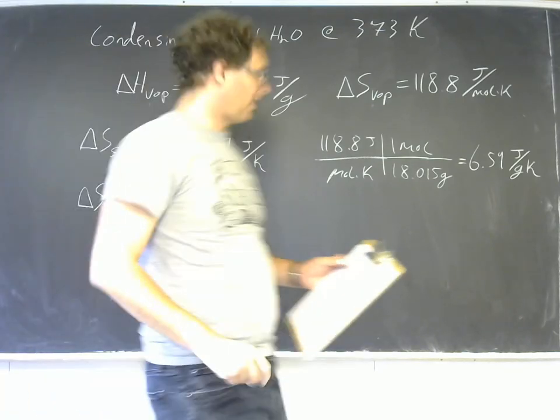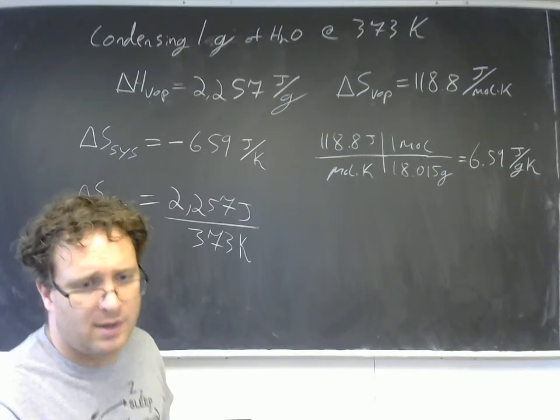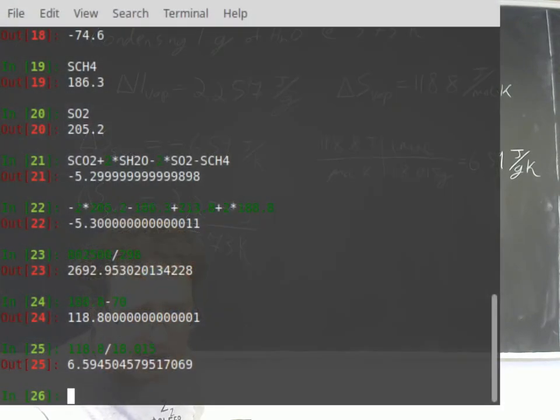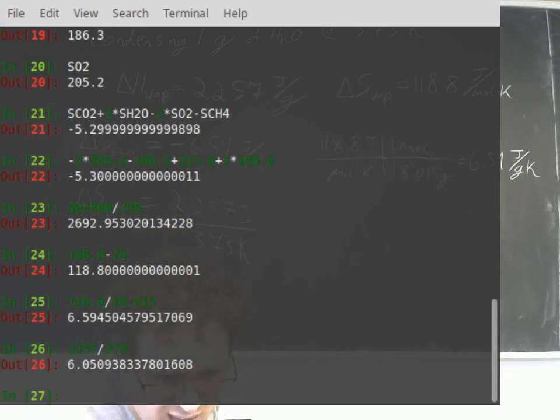So let's figure out what delta S of the surroundings is. We've got 2257 divided by 373, and it looks like that's a positive 6.05 joules per Kelvin.